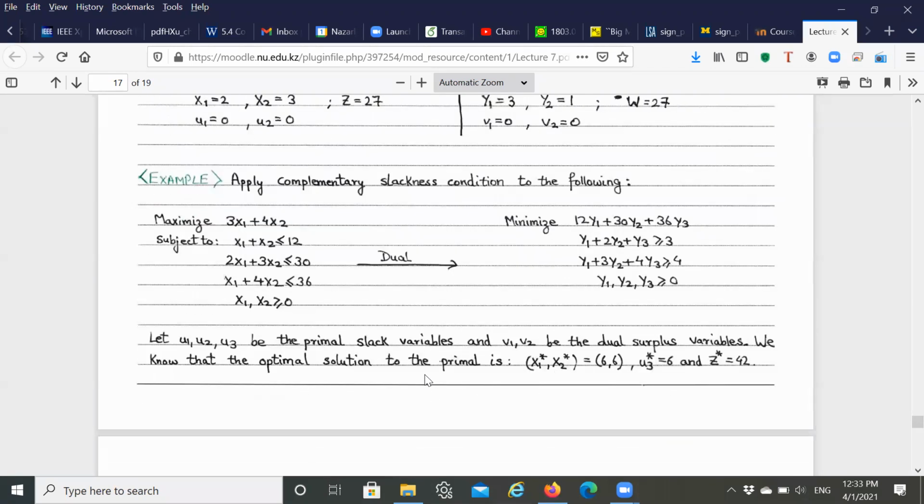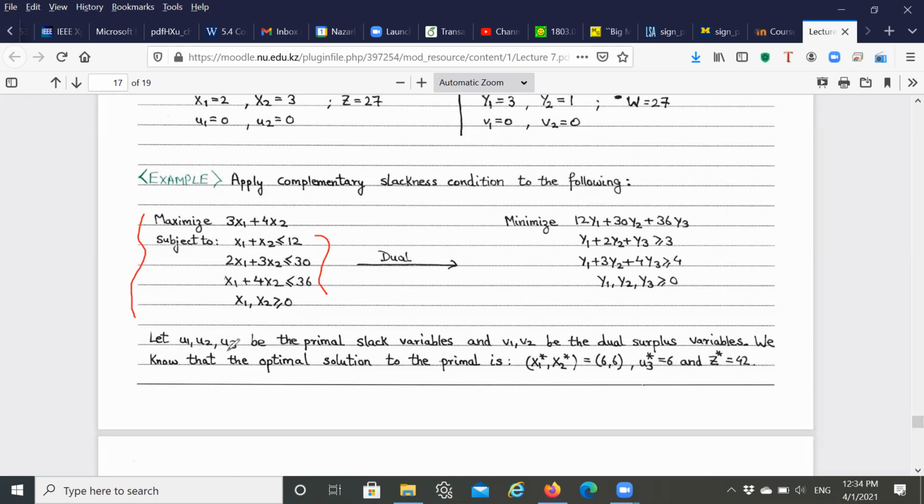Now let's apply the slackness condition to another problem. Let's say we have this problem over here, where this is our primal. This is the objective function, and we have three constraints. There are two variables over here, x1 and x2. So obviously there'll be two constraints in the dual, and therefore two dual slack variables, v1 and v2. Similarly, we have three constraints, so there'll be three variables in the dual. And since there are three variables in the dual, there will be three slack variables for the primal.